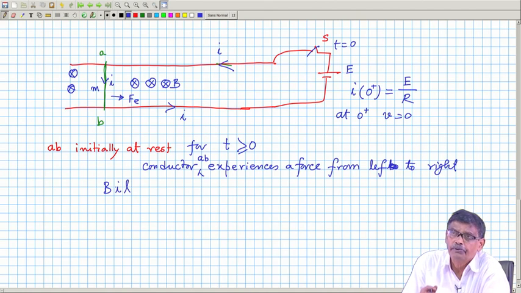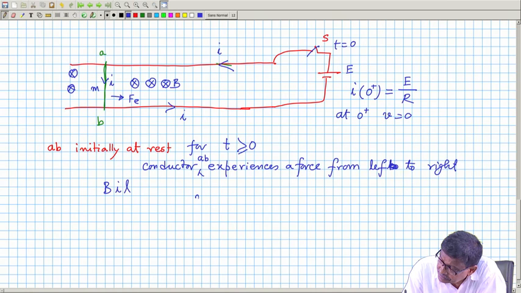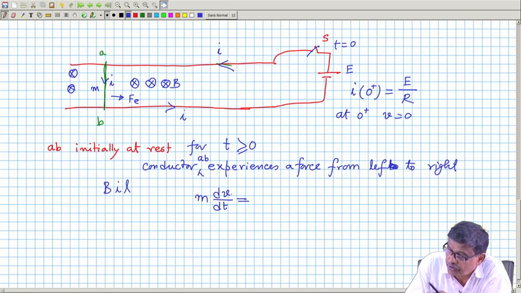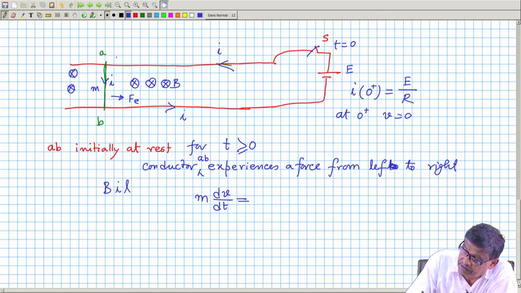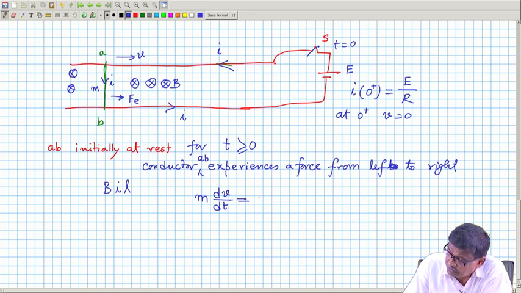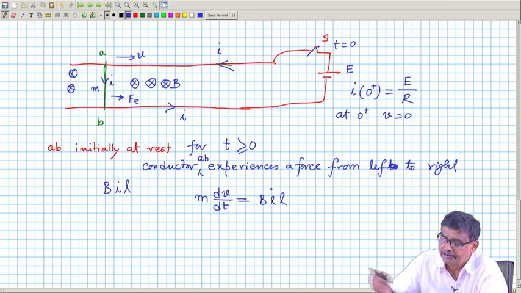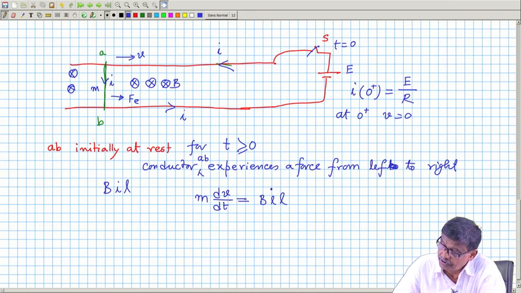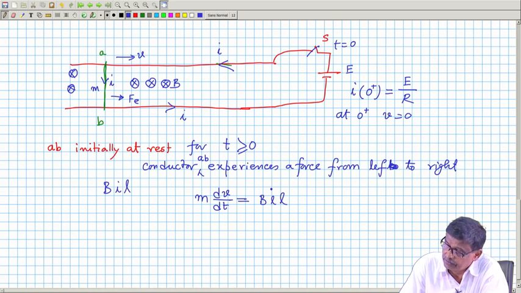Therefore, things start moving. I can write down the dynamic equation. What will be the dynamic equation? M dV/dt is equal to the force from left to right. Velocity is increasing this way, so this must be equal to BIL, no negative sign this time, because this is accelerating it. So this is one equation.